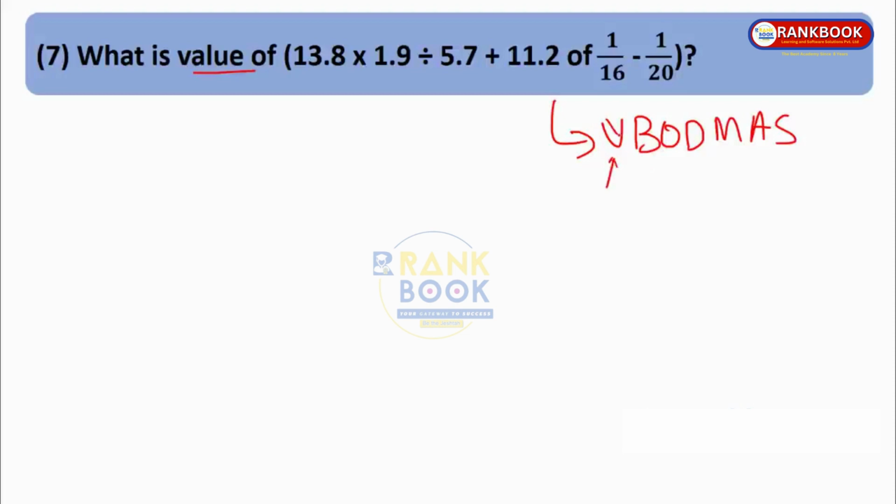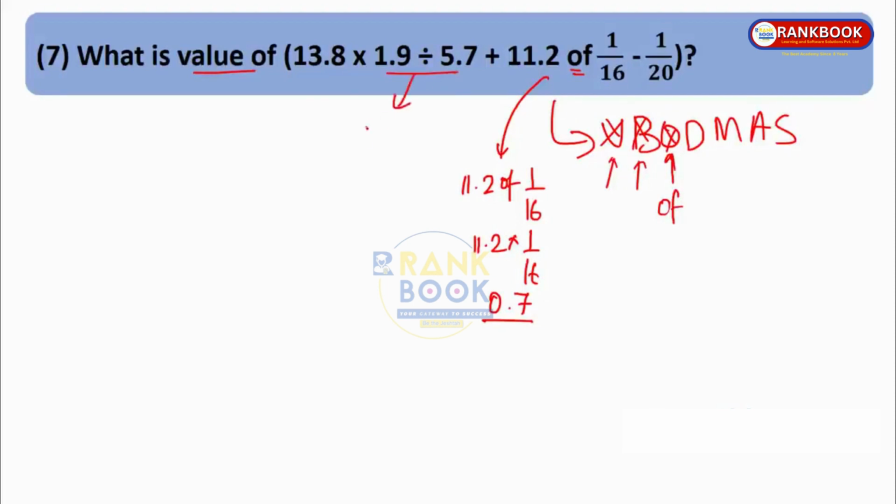V stands for vinculum, which we do not have. B stands for bracket. There is only one bracket, so there is no need. O stands for of. There is an of, so we'll solve that first. 11.2 of 1 by 16 is nothing but 11.2 into 1 by 16. The answer would be 0.7. Now after of, what we have to do? Division. So what is this? 1.9 divided by 5.7. Let us solve over here so you will understand very easily. 1.9 divided by 5.7 plus 11.2 of 1 by 16 is nothing but 0.7 minus 1 by 20.